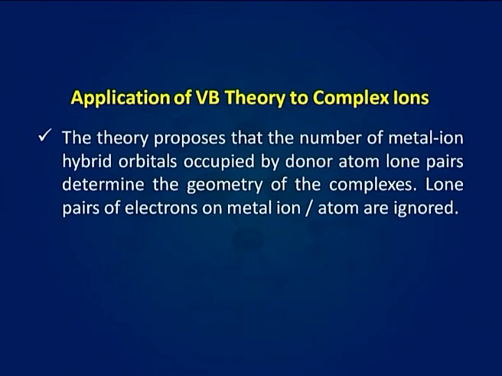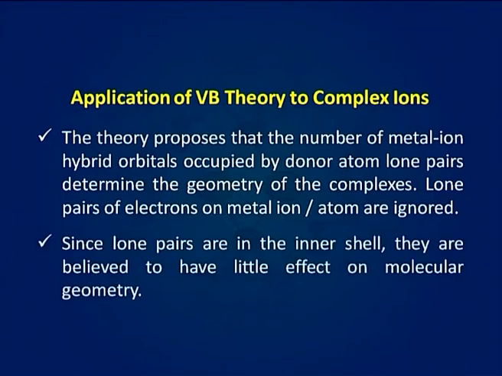The theory proposes that the number of metal ion hybrid orbitals occupied by donor atom lone pairs determines the geometry of the complexes. Lone pairs of electrons on the metal ion or atom are ignored. Since lone pairs are in the inner shell, they are believed to have little or no effect on molecular geometry. Let us discuss two coordinated compounds now.